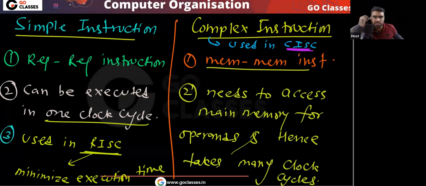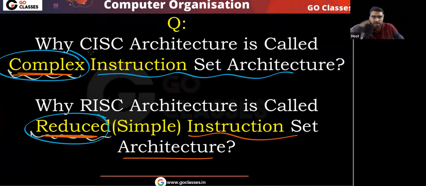Okay, all these points, are they clear? Please tell me, are they crystal clear? So now can you explain the CISC computer, why we call it a complex instruction set computer, and the RISC computer, why we call it reduced or simple?